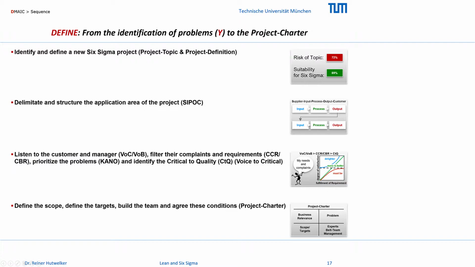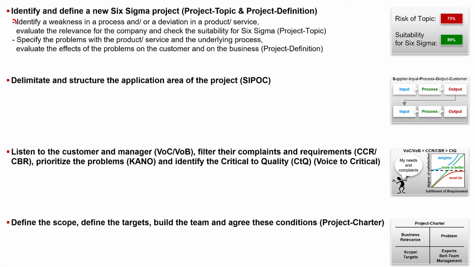For the project topic, we have to identify a weakness in a process and/or a deviation in a product or service, evaluate its relevance for the company, and check the suitability for Six Sigma. Then we will specify the problems, identify the underlying process, and evaluate the effects of the problems on the customer and on the business, initially from our perspective.